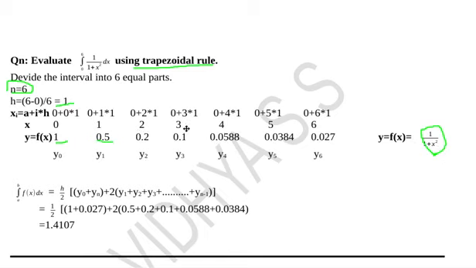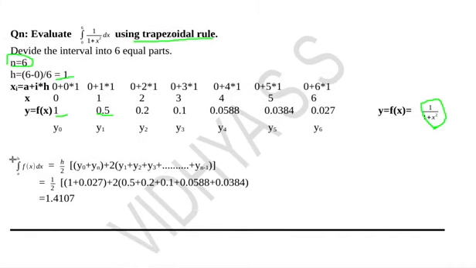Like f of 2, f of 3, f of 4, up to 6, find out all these values, and I'll get the values as 0.5, 0.2, etc., 0.027. These are the values of yi's, that is y0, y1, y2, y3, y4, y5 and y6. After getting the values of all yi's, I can put the value of yi's in this equation.